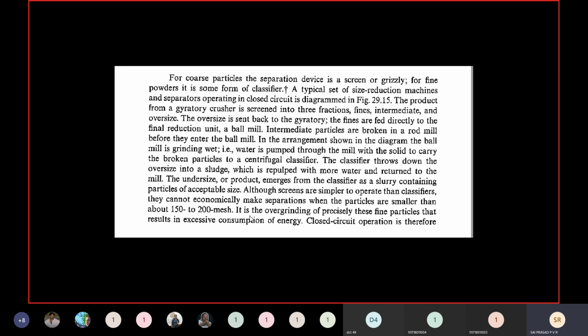Don't worry. It is the overgrinding of precisely these fine particles that results in excessive energy consumption. Closed circuit grinding is therefore the best option, because we are separating the particles as they are formed.